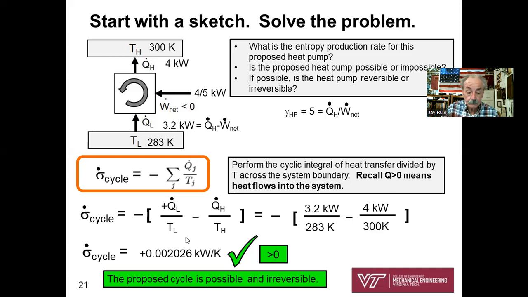Turn the crank, okay? So sigma dot of the cycle, once I do all my math, remembering that my pesky minus sign, sigma dot of the cycle is plus 0.002026 kilowatts per degree K. Got it. What was described is absolutely possible, and it's irreversible. A heat pump with a coefficient of performance of 5 operating under these temperature limits: perfectly possible, but irreversible.